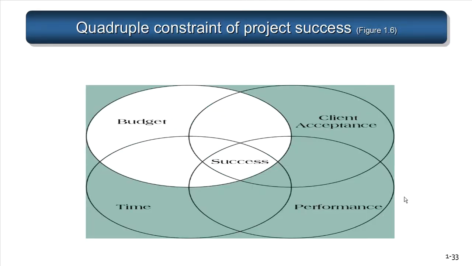I mentioned the triple constraint being cost or budget, time or schedule, and performance or scope. This text refers to a different constraint, and that's the quadruple constraint. The budget, the client acceptance, the performance, and the time. Okay, now this is where it really gets challenging for a project manager. As you're approaching the end of the project, your number one goal is to get the client to accept what you have developed, and that is not an easy task.